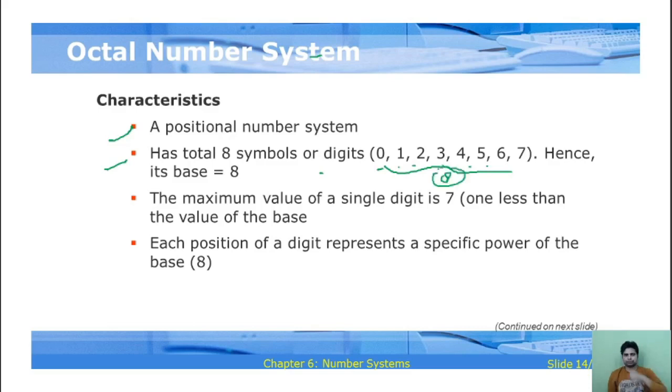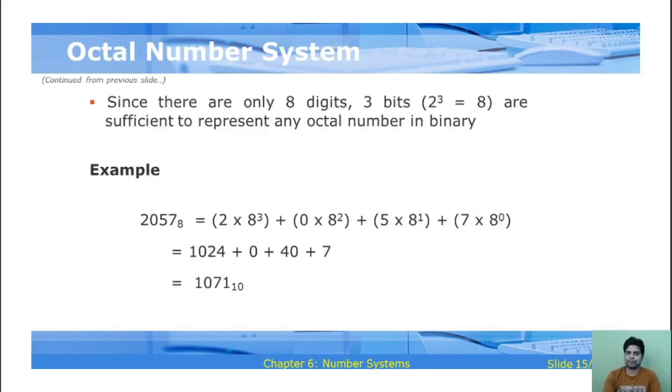In the case of decimal there are 10 digits, 0 to 9, so the base is 10. If we talk about the octal number system, the total symbols or digits are 0 to 7, that is 8, therefore the base is 8. The maximum value of a single digit is 7, one less than the value of the base. Each position of a digit represents a specific power of the base 8.